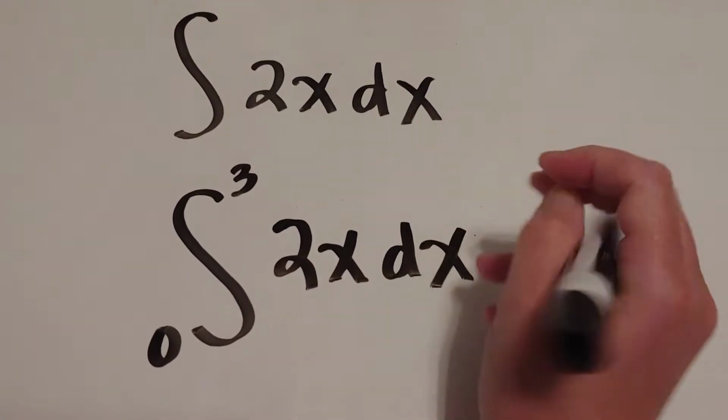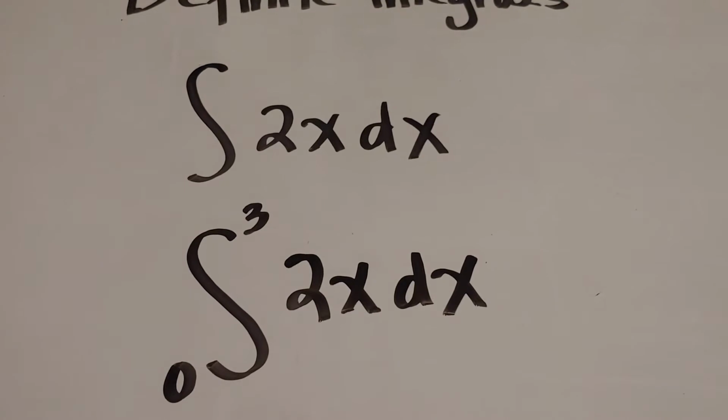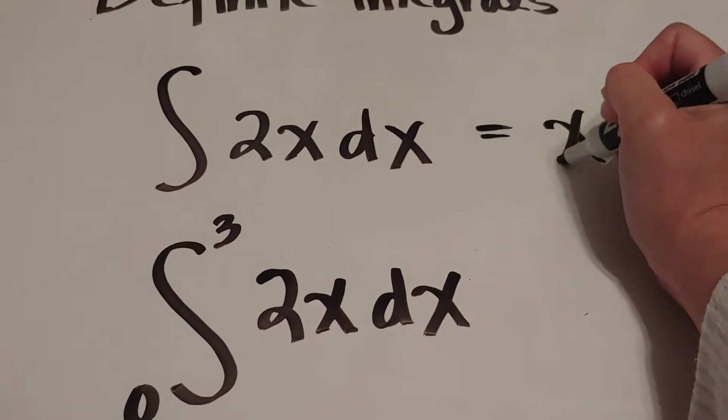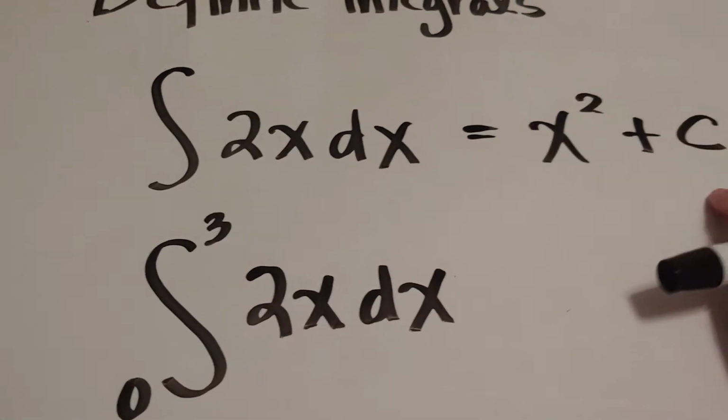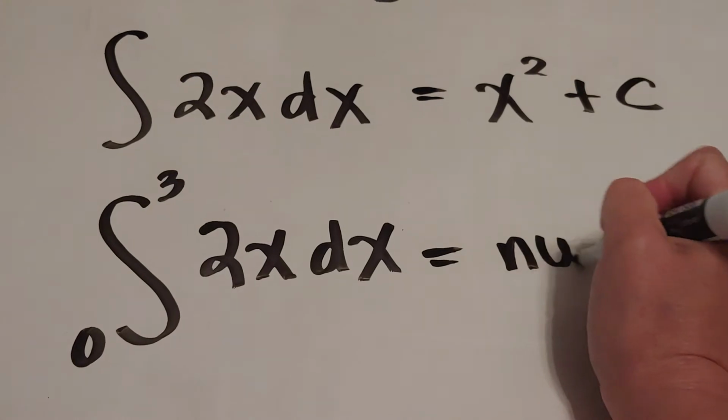And then our function. All right, the main difference between these, other than the fact that there are numbers, is the type of answers you get. The type of answer that we get here is a function plus c. The type of answer that we get here is a number.